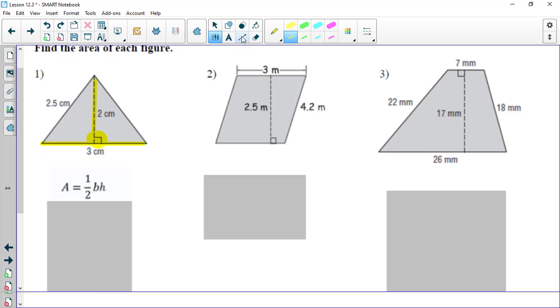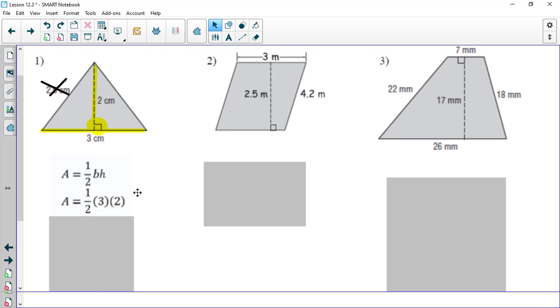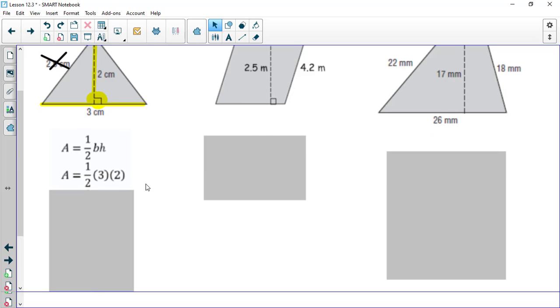It also tells me then, we're going to give you some extra numbers you won't need to use, that I do not need the 2.5 centimeters. So you can cross it out since we won't need it here. Perimeter we would, but we don't need it for the area. So half times base times height would be half times 3 times 2. If you put half times 2 times 3, that's fine as well. You should be able to calculate that without a calculator.